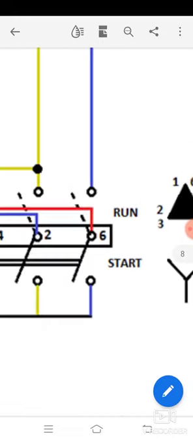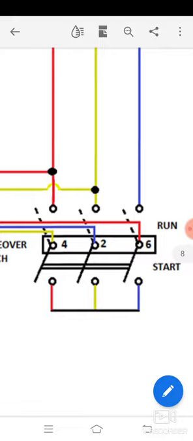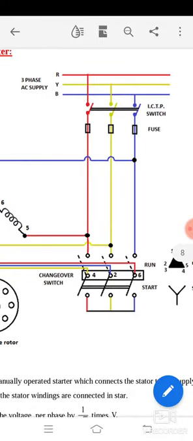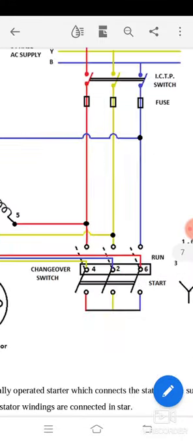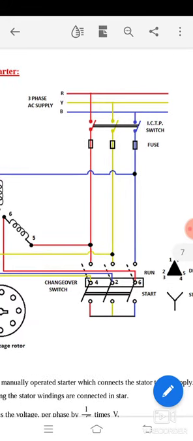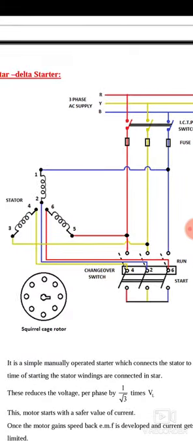As soon as the motor is connected in star, what will happen? Because of the star connection the motor will get reduced voltage, because we all know VL is equals to root 3 times V phase. So the phase voltage will become VL by root 3. It means that the voltage will get reduced inside the motor by root 3 times.